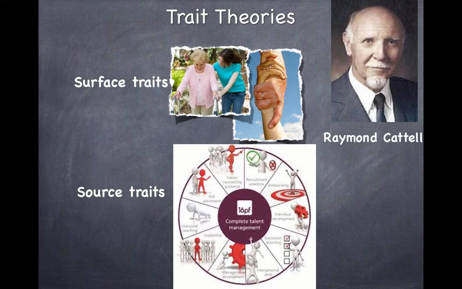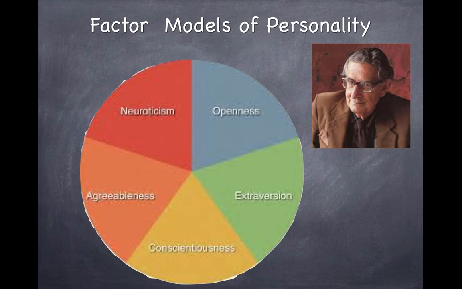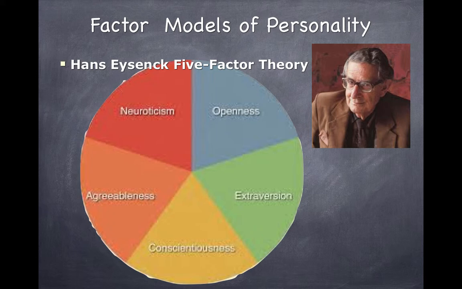Now, we move on to Hans Eysenck. He did what was called the five-factor model. Here we go, five-factor theory. You can see around the wheel these five qualities. Openness to experience: people high in this trait are open to experience. They're imaginative, intellectually curious, broad-minded, as opposed to someone who would be concrete-minded, practical, and have narrow interests.